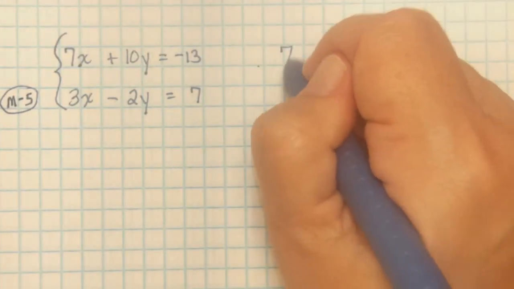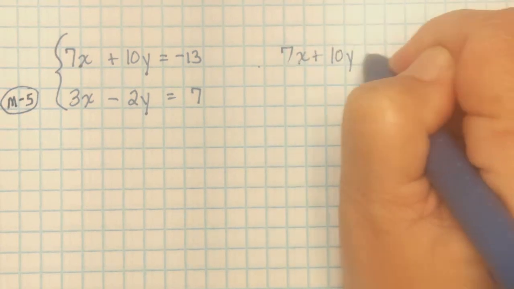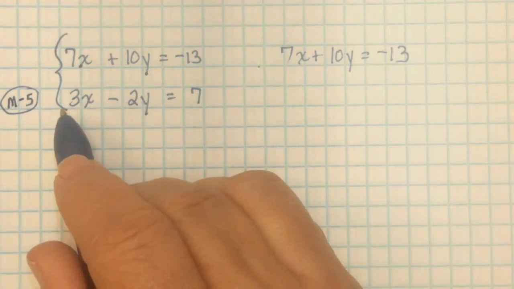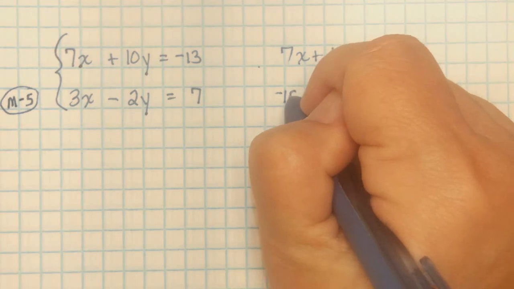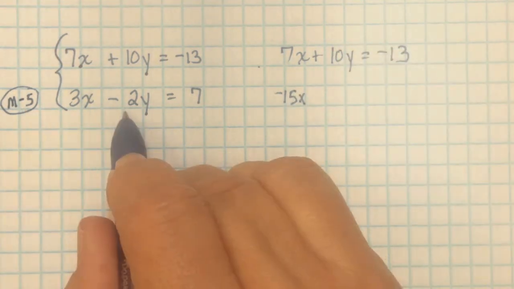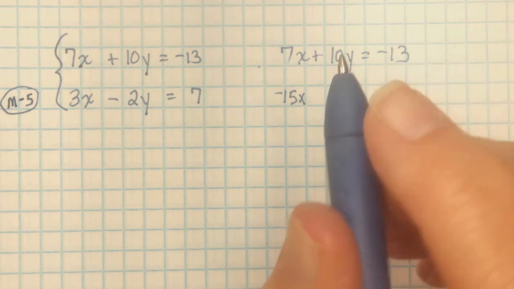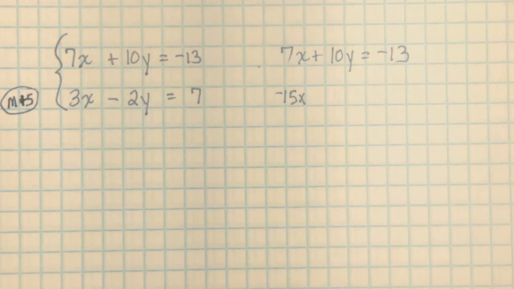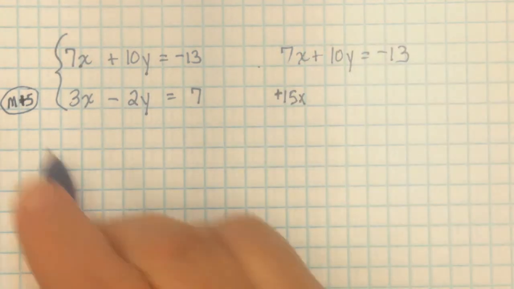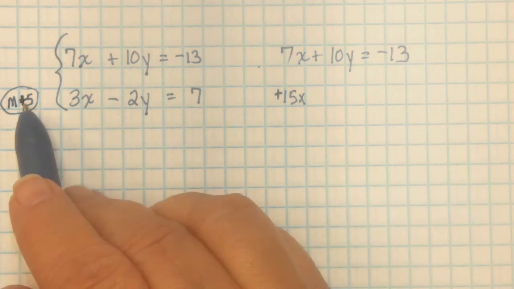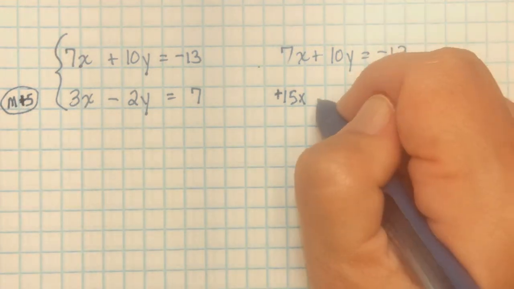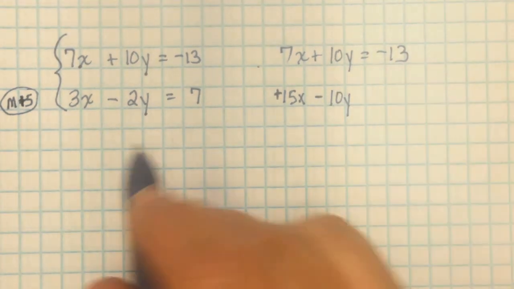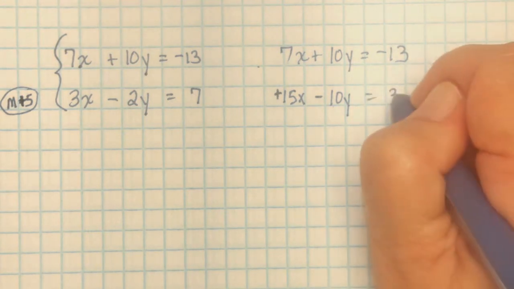then I'm going to write my first equation again, just so it's here. And now I'm going to multiply both sides of the equation by -5. So I'll have negative 15x, then a negative times a negative. Oh, so I don't actually want a negative. I want to multiply by positive 5. Let me back up. Positive 5. So that would give me positive 15x. 5 times 3 is 15. 5 times negative 2 will give me negative 10y, because I want this to be the opposite. And then 5 times 7 is 35.